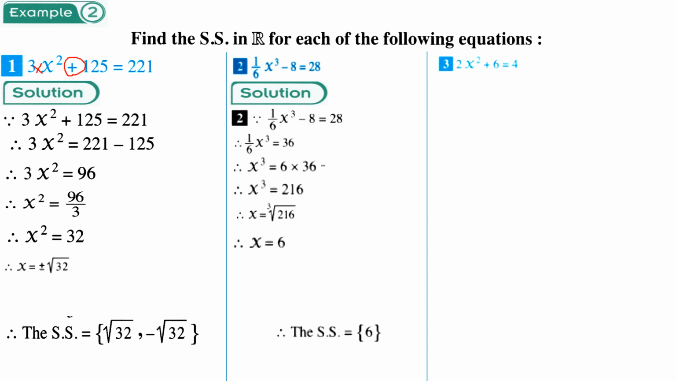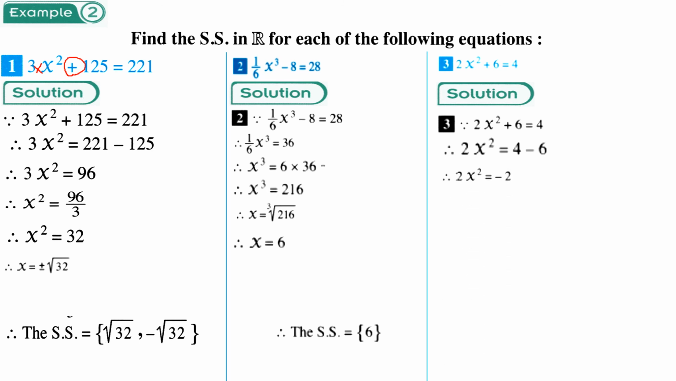The last one, 2x power 2 plus 6 equals 4. We will subtract 6 from both sides. After that, we will divide both sides by 2. We'll get x power 2 equals -1. We'll use the inverse operation of the power, which is square root, but we can't find any number which, when multiplied by itself, gives -1. We can't find a negative number under the square root, so the solution set in this case is empty.